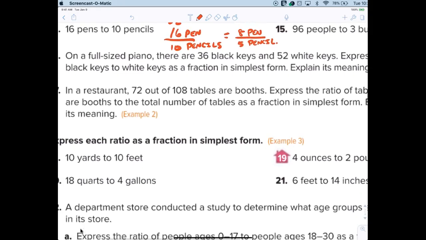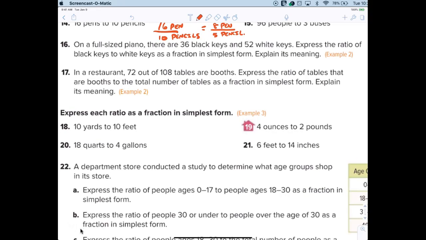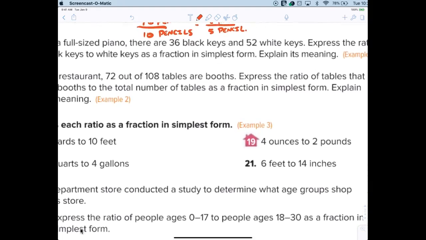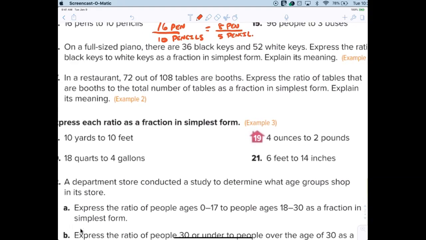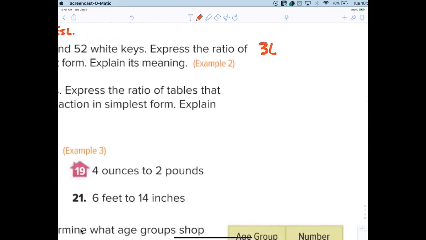All right. Now let's take a look at number 18. Bless you. All right. So here we go. Sean, read it to me real quick, please. For a full-size piano, there were 36 black keys. Express the ratio of black keys to white keys. All right. So tell me. So we got to divide that. Yep. 36 to 52. So I'm going to go ahead and write that off to the side. 36 to 52.